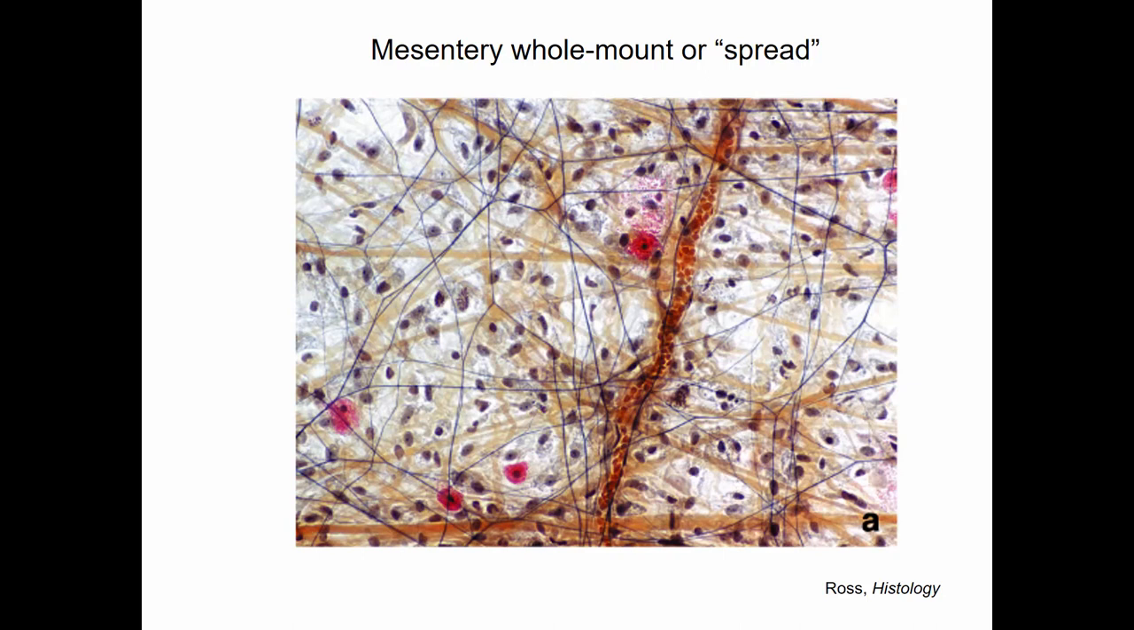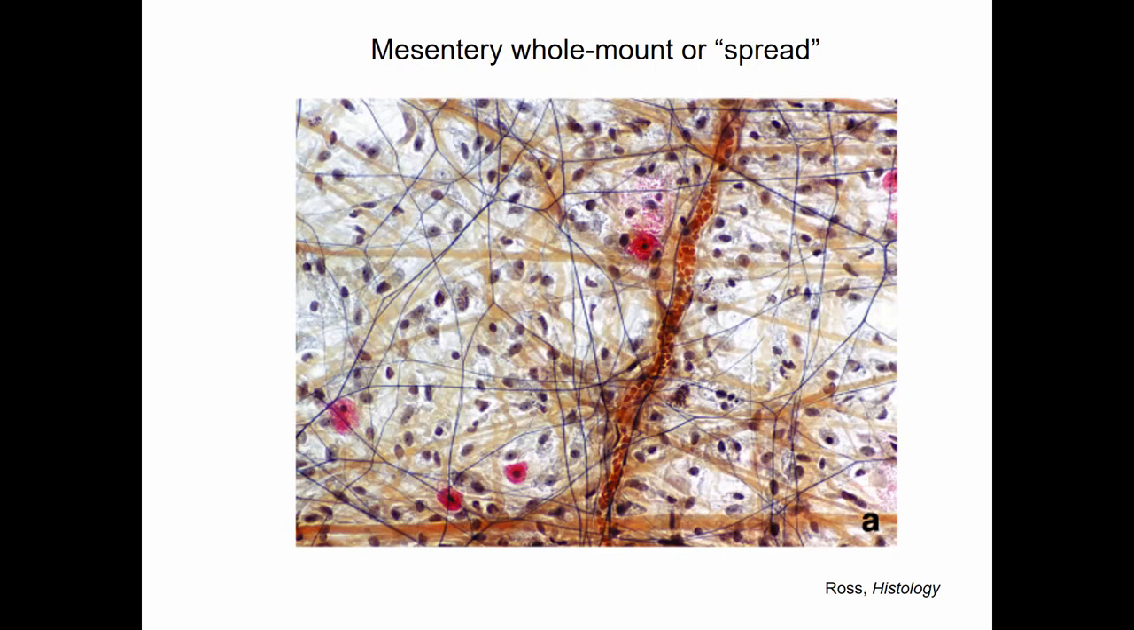The granules contain histamine and heparin. Heparin is an anticoagulant. So if there's injury, you don't want clotting in a kind of uncontrolled fashion. You want to control it. And histamine attracts other cell types and it mediates allergic responses.